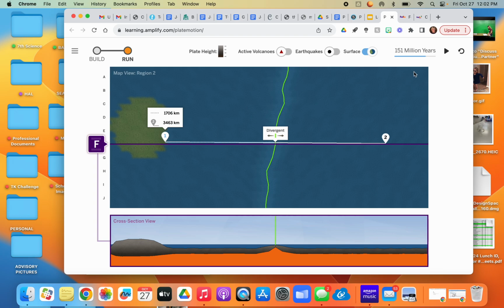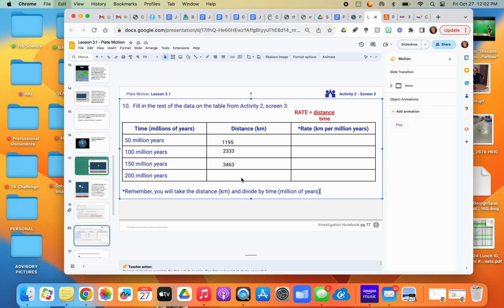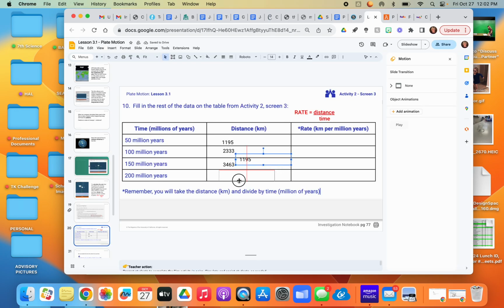Okay, and then lastly, let's go ahead and run it to another 50 million years, so we'll stop at 200. Maybe. Oh, it'll run out, won't it? Good. All right, so now I'm going to click on here, and my last distance was 4,550. And so I'll move that down here. 4,550.